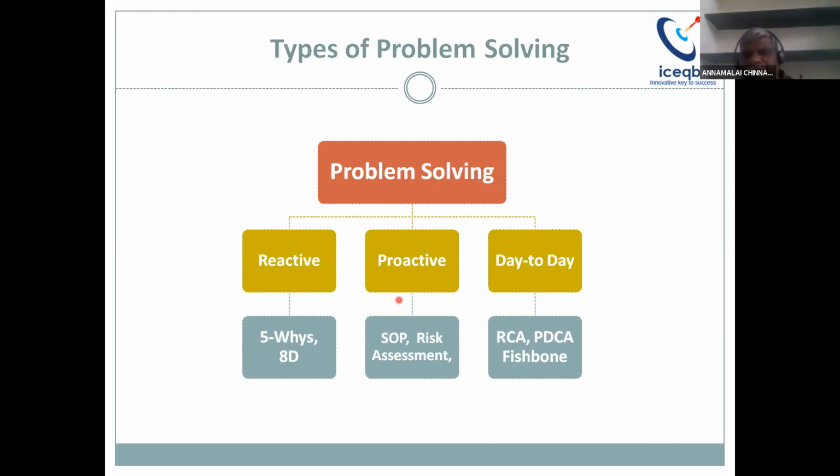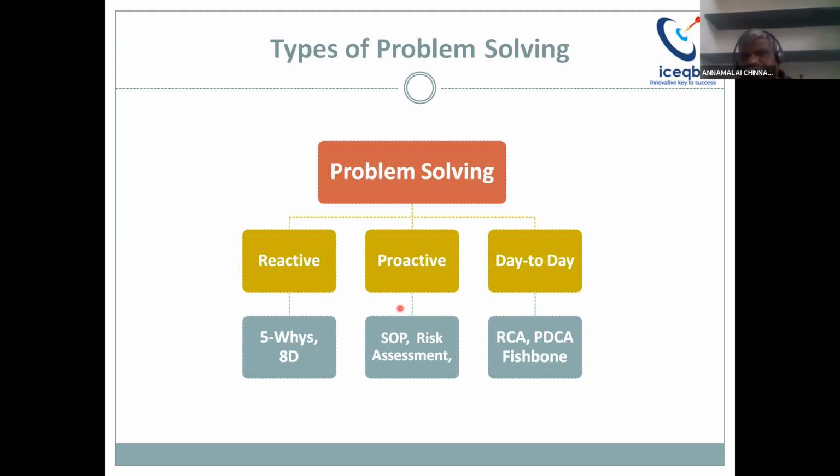Proactive approach means, again, the problem has not really happened so far, but there is a possibility or a risk that the problem may come. So anticipating that risk or that problem, we are trying to find out some solutions before the problem happens. So that's what we call a proactive approach.